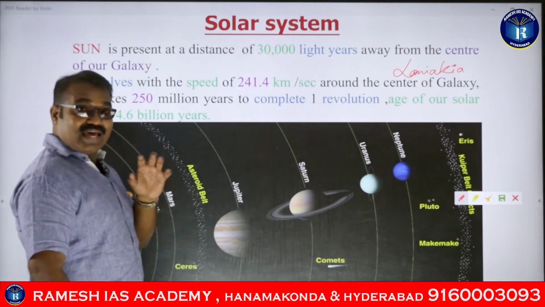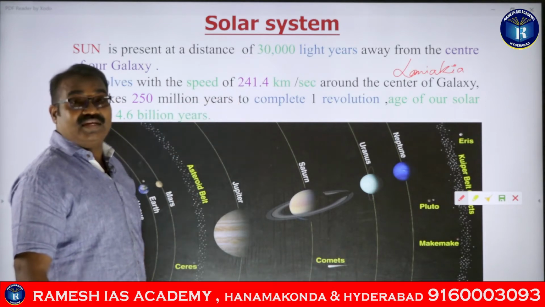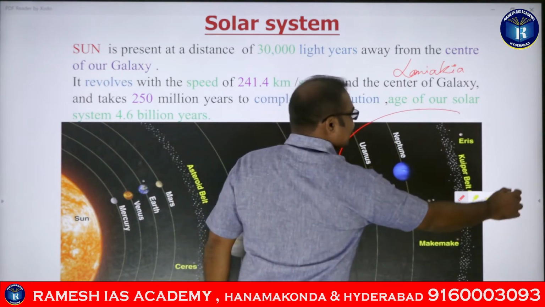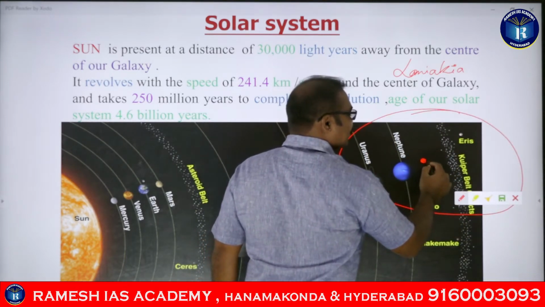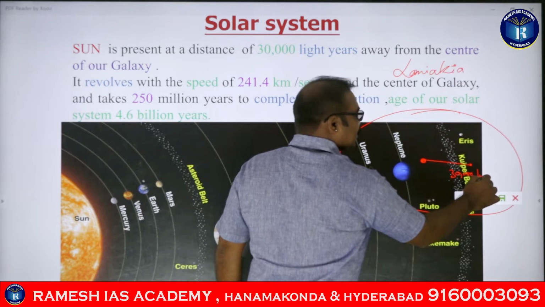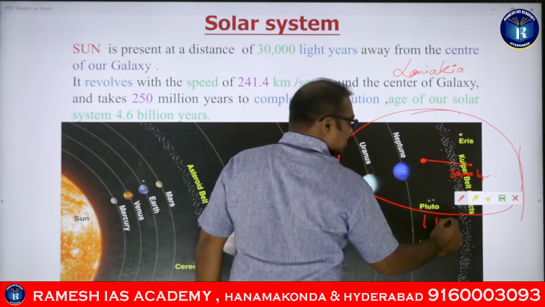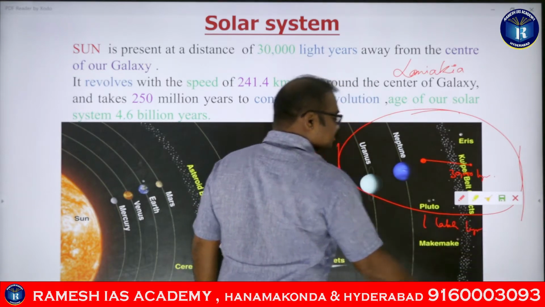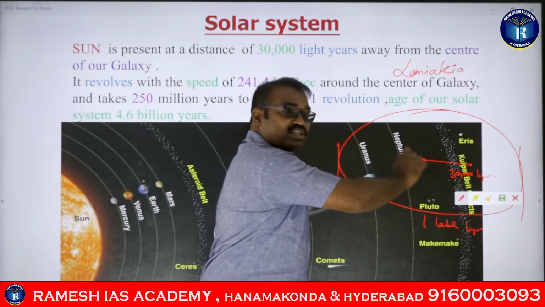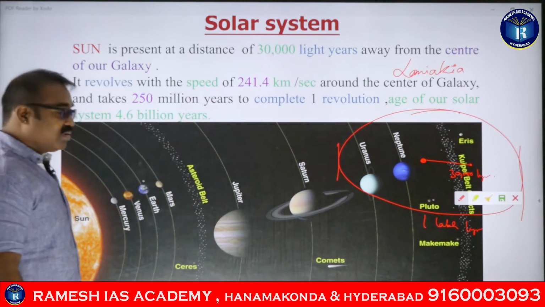Within the galaxy, the sun is present at a distance of 30,000 light years from the center of the galaxy. We have seen the other day that the galaxy is egg-like, and if this is the center, the sun is present at a distance of 30,000 light years, because the total diameter of our galaxy is 1 lakh light years. The center will be at 50, so the sun is 30,000 light years away from the center of the galaxy.